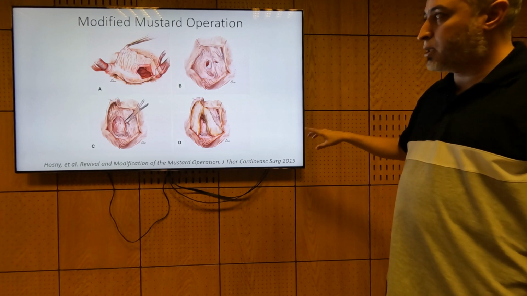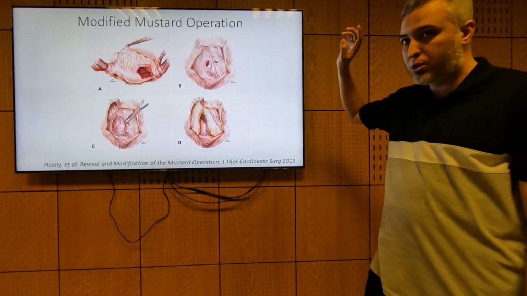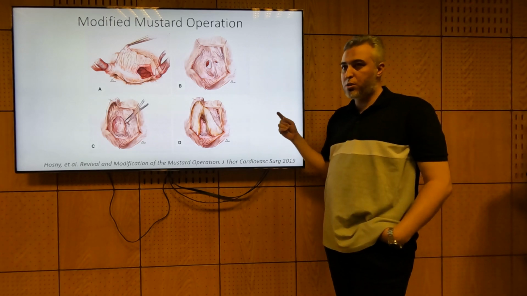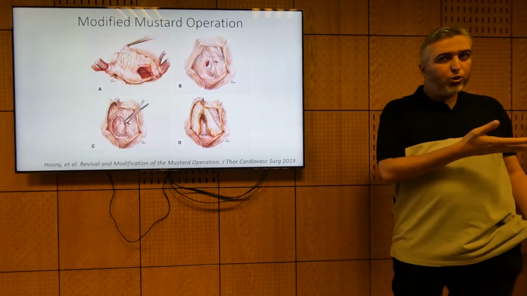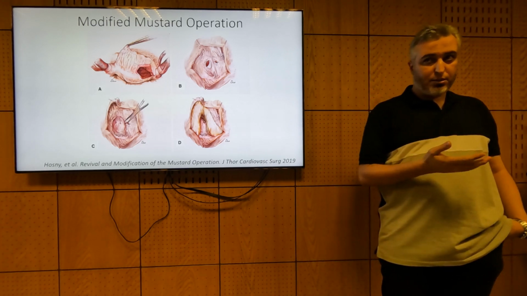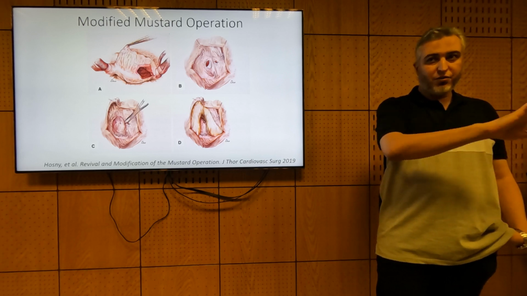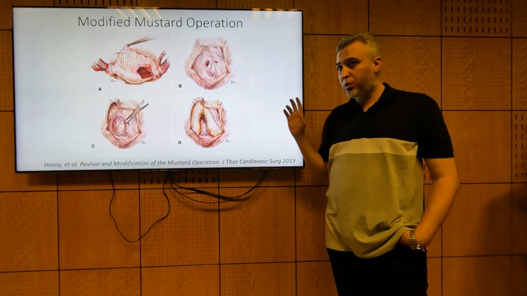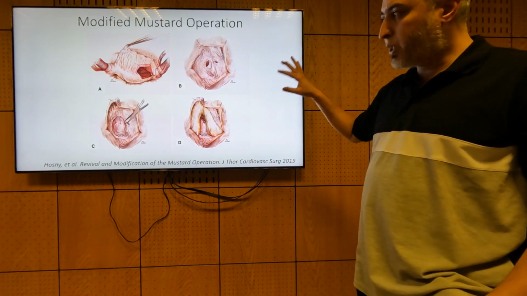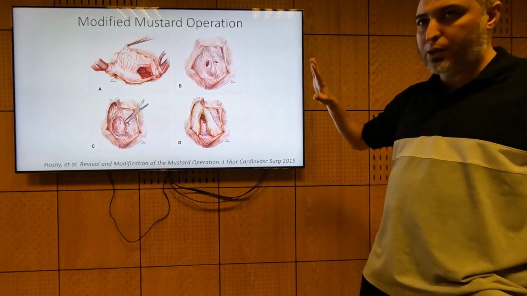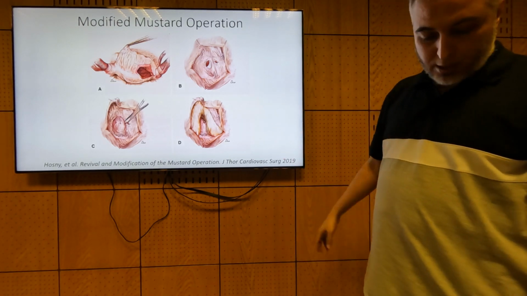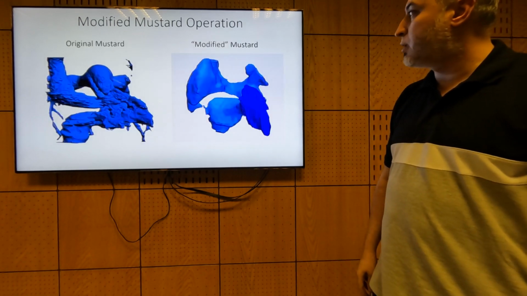We have actually described a modification for the Mustard operation, again, to try to improve atrial function. Essentially, the long-term outcomes of the atrial switch, as compared to the arterial switch, are not that bad. Still, you get problems with the RV, but there's also limitation in filling and cardiac output. Going into the details of this modification is out of scope of this talk, but I invite you to have a look at the paper.